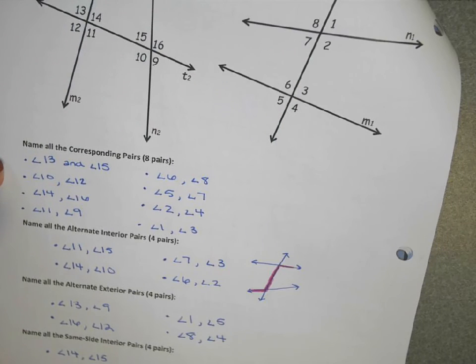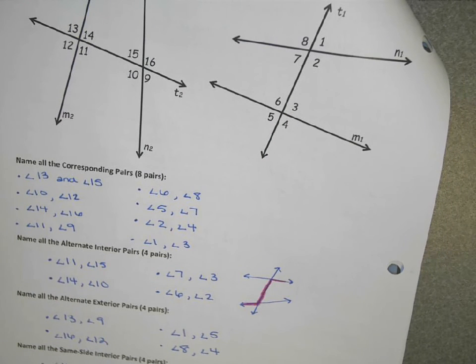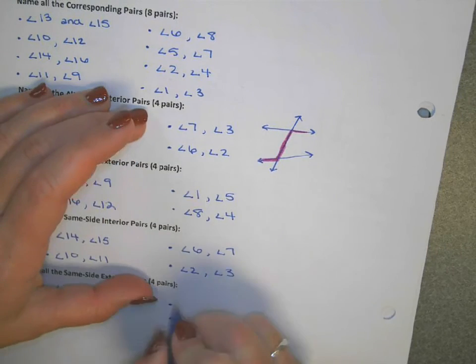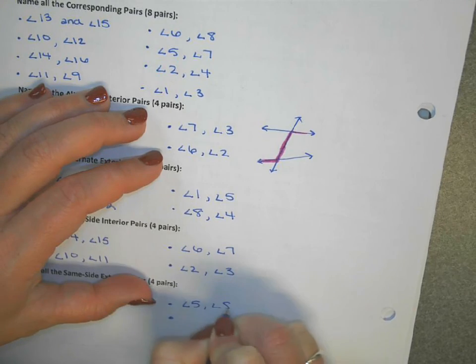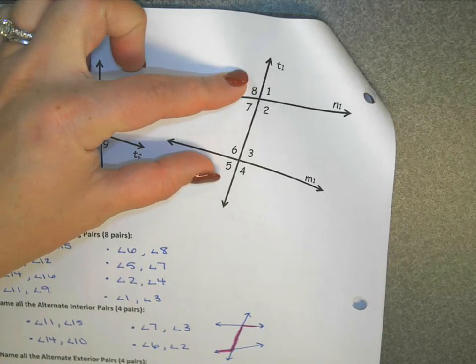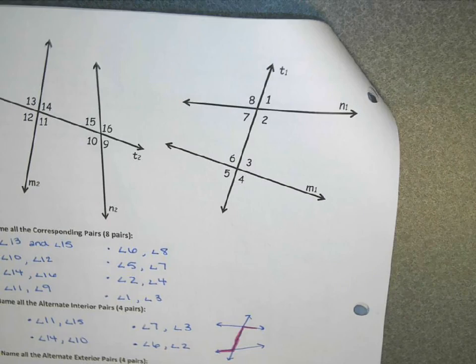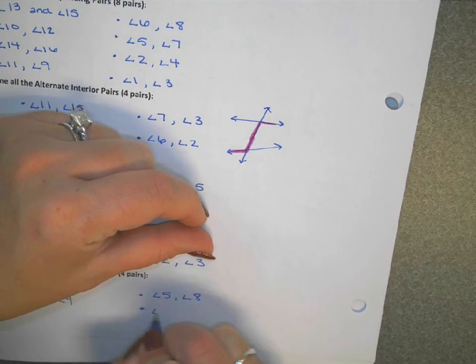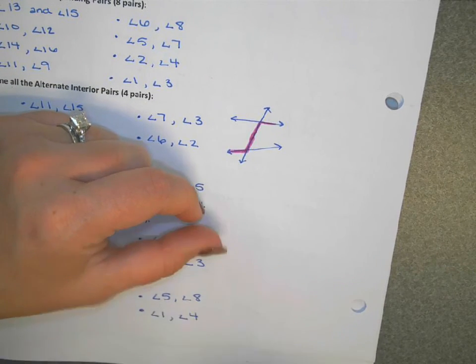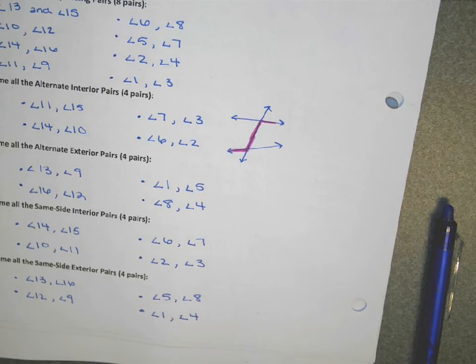Let's look at the right diagram. Same side of the transversal, exterior of the two lines. What's a pair? 8 and 5. And if we took angles 5 and 8, what's the other one? 1 with 4. Okay. So that's all I have to show you for right now.